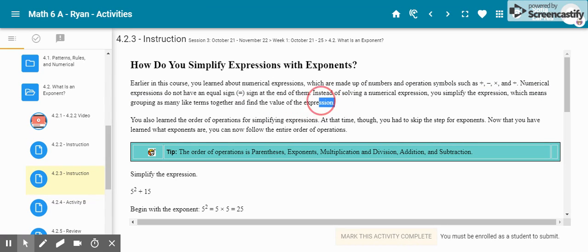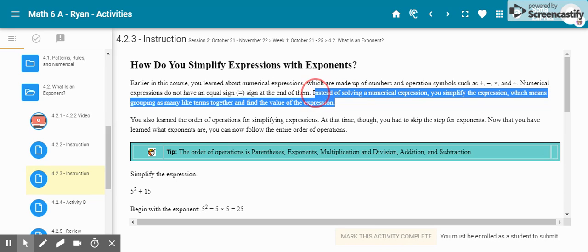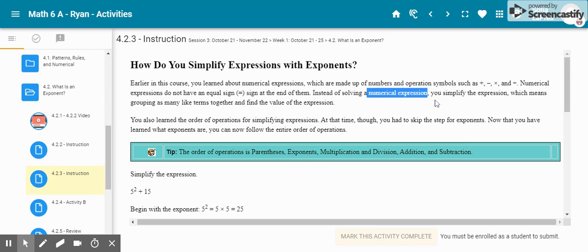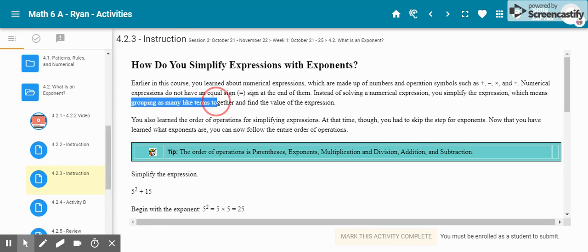So once again, this would be a good thing to put in your notes if you want to pause the video. You could simplify this to say, in a numerical expression, or just write down numerical expression, and then write down these keywords. You simplify the expression, and a note that means grouping as many like terms together to find the value of the expression. So now would be a good time to pause the video and write some of those important concepts down. So pause, and then you can push play again when you're ready.